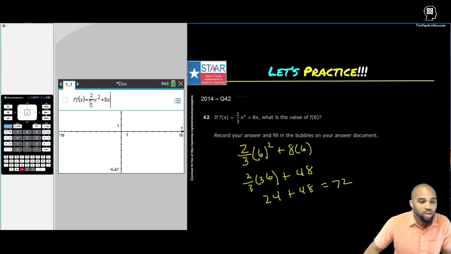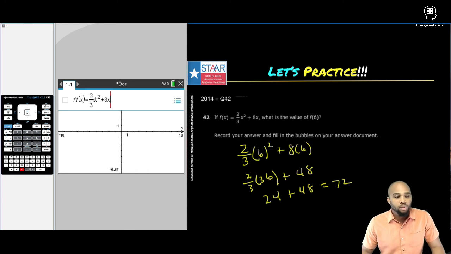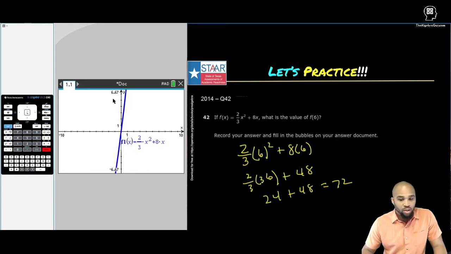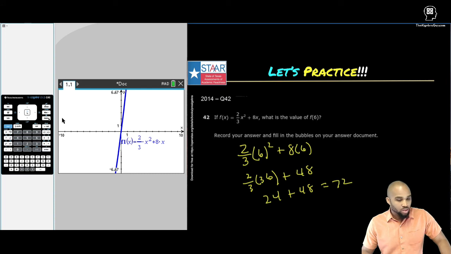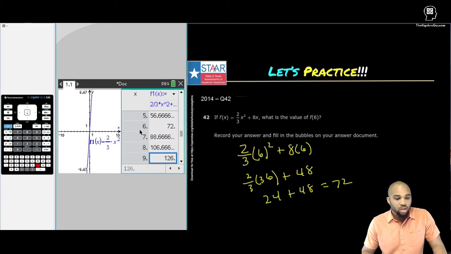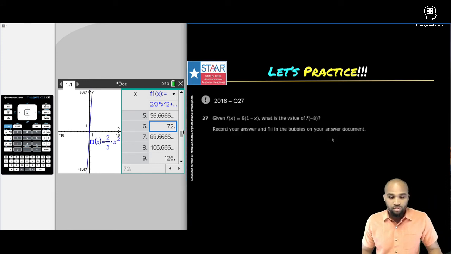When you put it in the calculator, the main thing you can mess up on is just putting it in correctly. So I'm looking to make sure it's in correctly. Press enter. Now I'm going to look for what's the value when x is 6. I can pull up a table, which is probably the cleanest way. So I'll pull up a table and go down to 6, and sure enough, it's 72. And there we go. Simple as that.